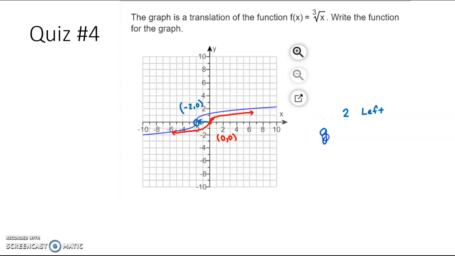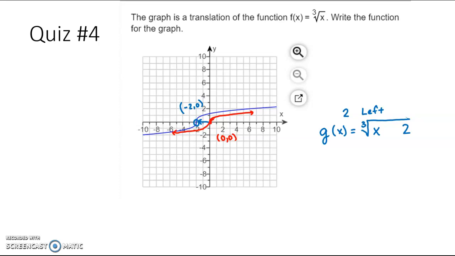So my function for this blue graph, I'm just going to call that g of x so it has a different name. That's going to have a translation that's attached to the x. It's still going to be a cube root function, but it's going to be attached to the x that I move 2 to the left, which means inside of the cube root, I have a 2.